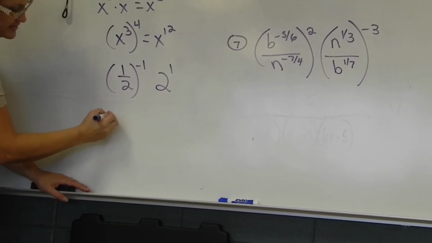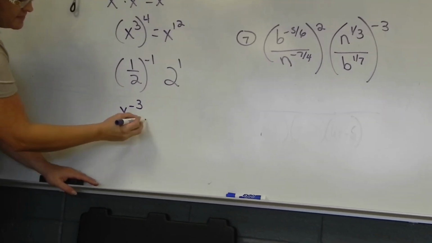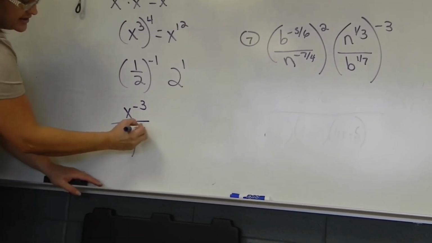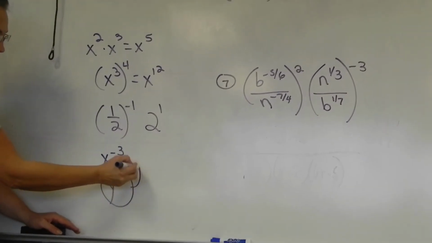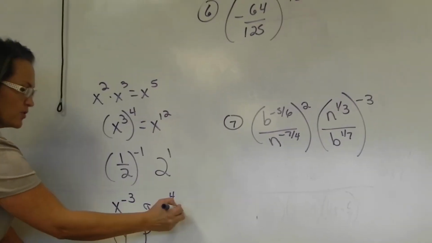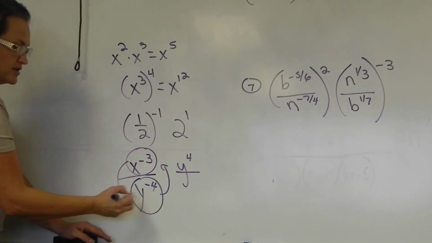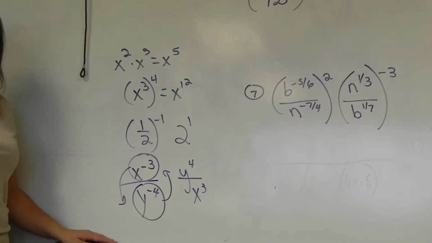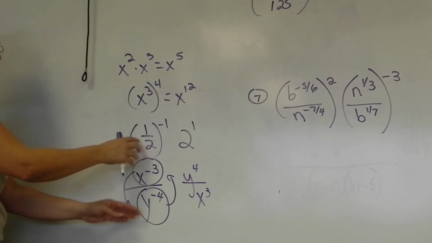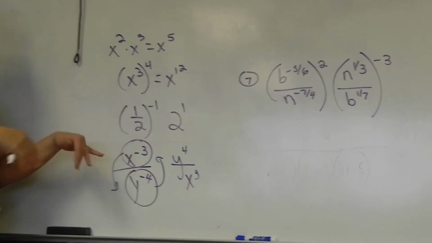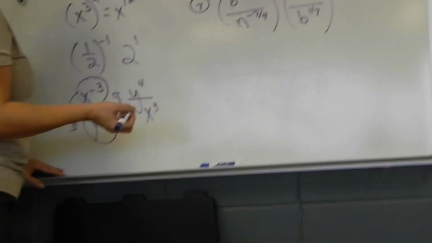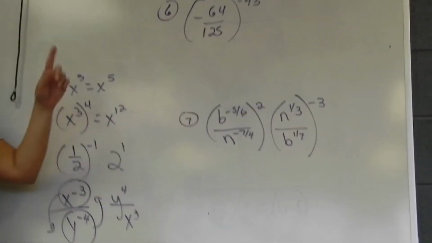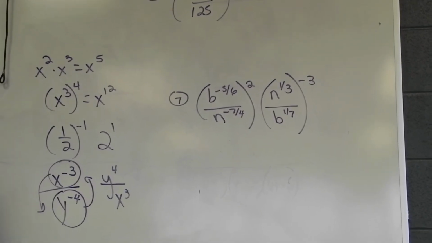Or if you just have, say, an x to the negative 3 over y to the negative 4, those can kind of switch places. Taking y to the negative 4 to the top makes it y to the 4. X to the negative 3 to the bottom makes it x to the positive 3. So moving things around, even individually in a fraction, changes the sign of those exponents. Okay, I think that's what we need to know then to go into number 6 and 7.